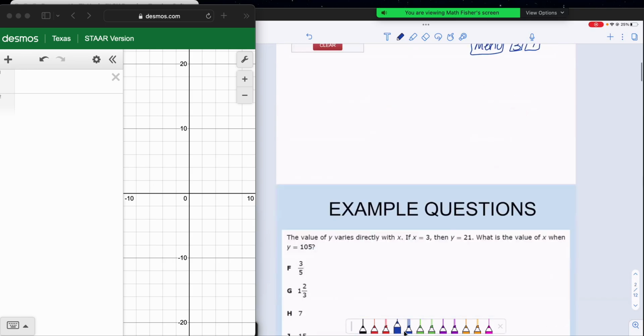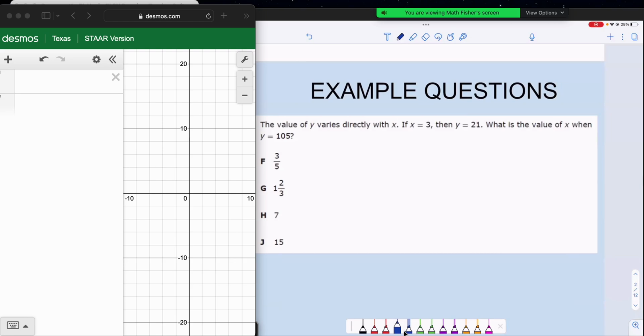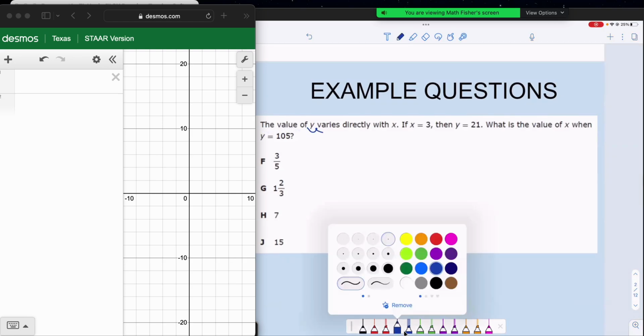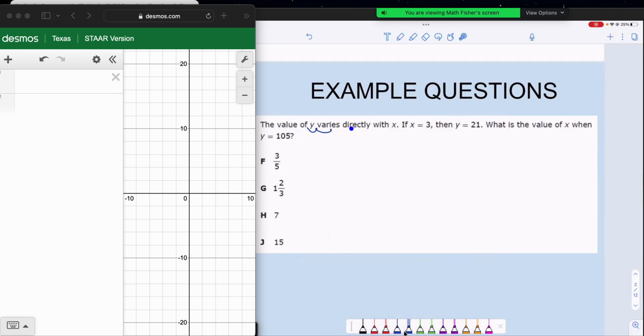So let's get started. The first one: the value of y varies directly with x. If x equals 3, then y equals 21. What is the value of x when y equals 105? We have y varies directly with x, so we know that y is divided by x. We have if x equals 3, then y equals 21. Those two go together. So let's make our first fraction.